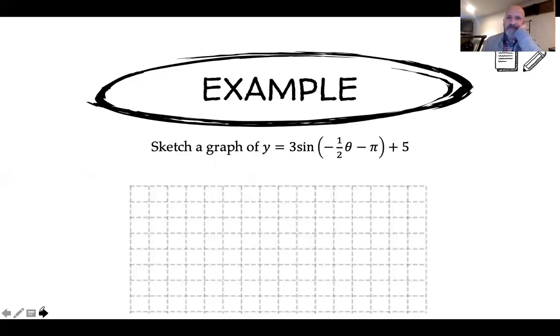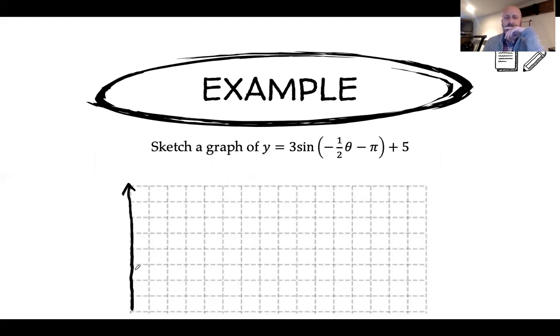So we'll look at one last example here where we'll try to put all this together along with a few properties that we know to sketch a graph of 3 sine(negative 1/2 theta minus pi) plus 5. Okay, so as it is right now, graphing this I think would be a pretty annoying task. One thing that you can do quite often is you can try to simplify.